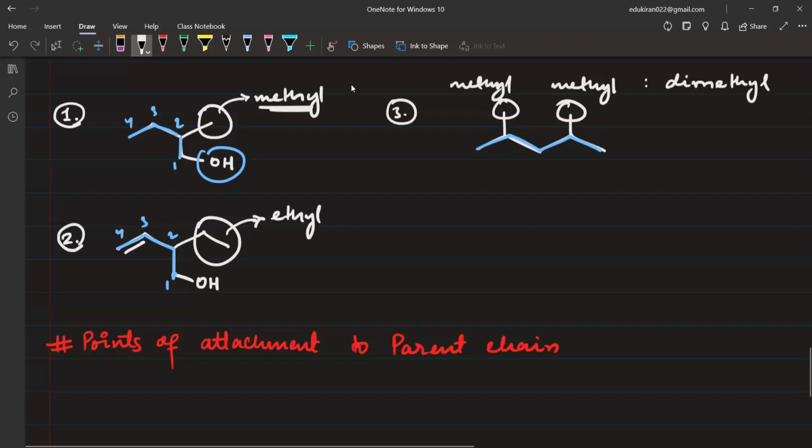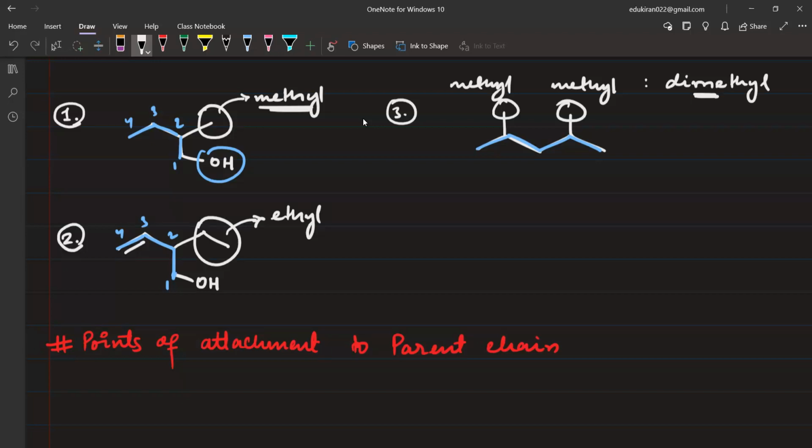Now, one more thing. This letter D should not be considered in the alphabetical order, because di is not the name of a substituent. Dimethyl is not a substituent. Methyl is a substituent. Di tells you that there are two methyl groups. So when you are naming and you have to write the substituents in alphabetical order, you will use M for methyl, not D, because dimethyl is not a substituent.